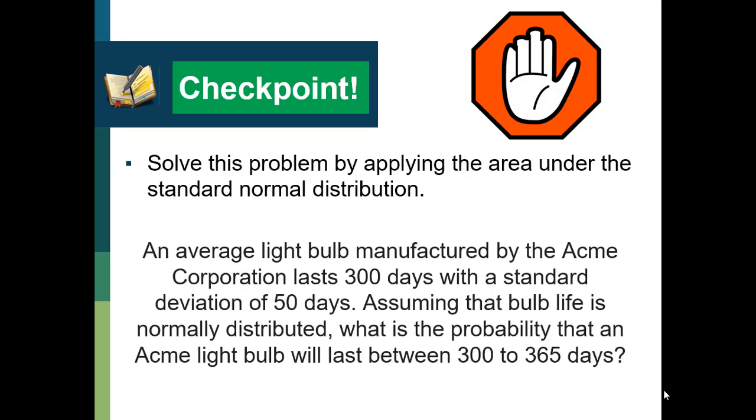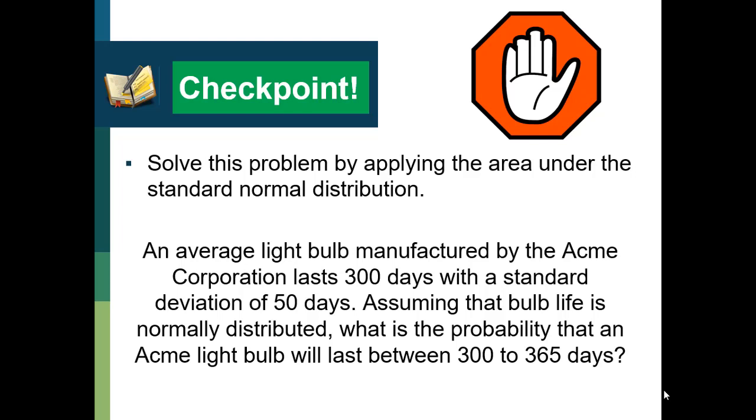Alright, so I guess you're now ready for your turn. Please try to answer this question using the area under the standard normal distribution. I hope that you're still holding it right now, the table of normal curve areas. Here's the problem. An average light bulb manufactured by the Acme Corporation lasts 300 days with a standard deviation of 50 days. Assuming that the bulb life is normally distributed, what is the probability that an Acme light bulb will last between 300 to 365 days?